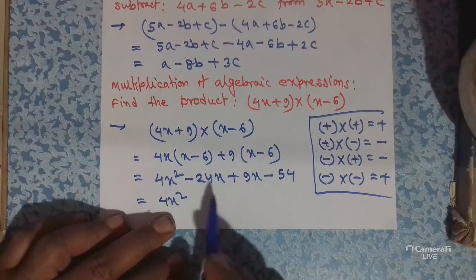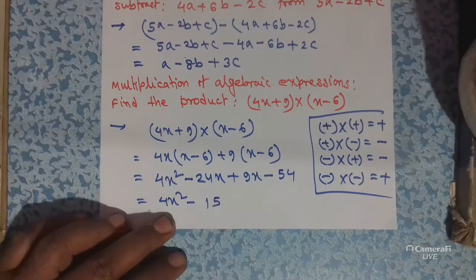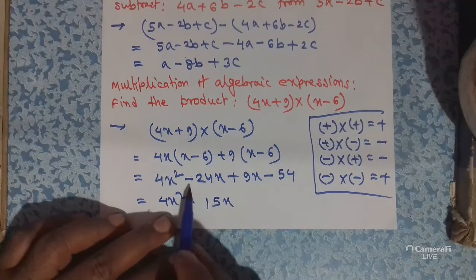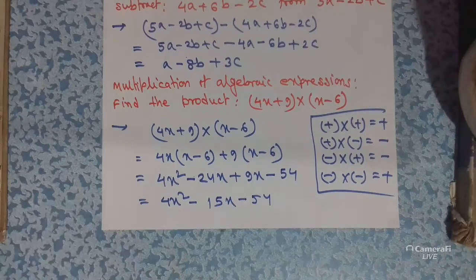24 subtract 9 is 15, 15x. Here negative sign is larger, so that's why we have to put the negative sign, and minus 54. So 4x square minus 15x minus 54 is the answer. I hope you understood.